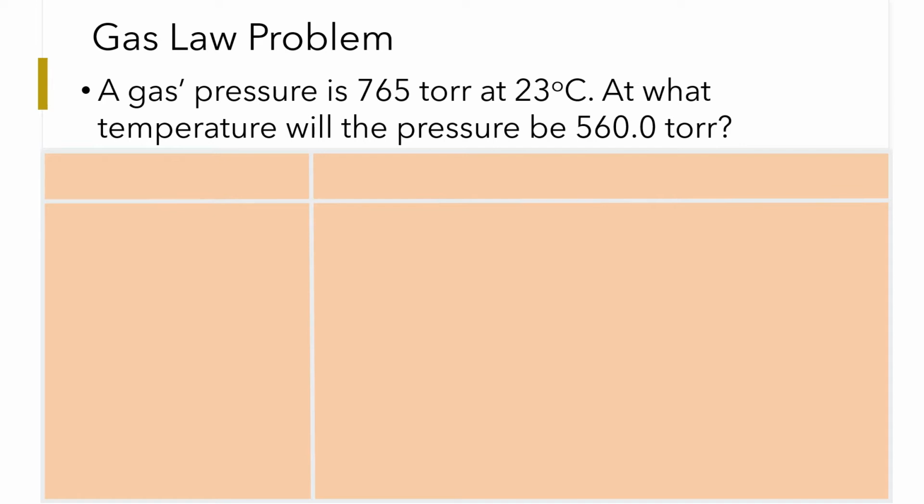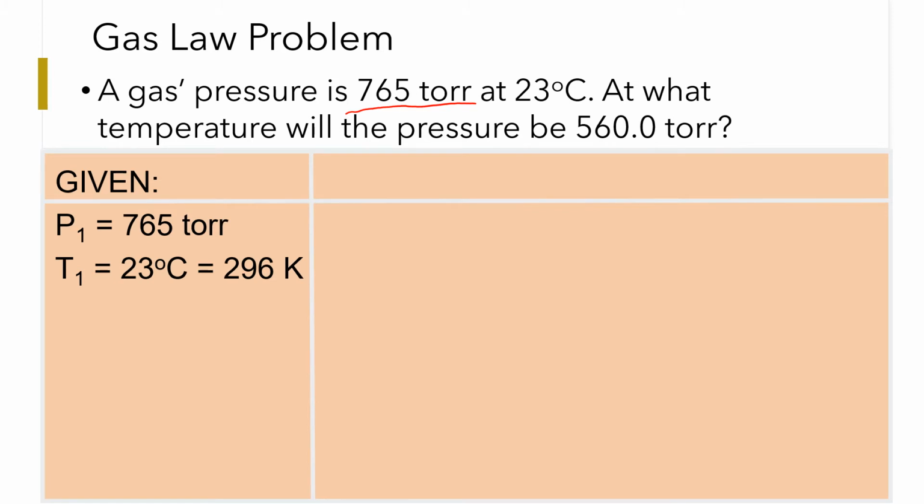If we look at a practice problem, a gas pressure is 765 torr at 23 degrees Celsius. At what temperature will the pressure be 560 torr? I always list my givens first, again in the order of the formula. P then T, so P1 is 765 torr. T1 is 23 degrees Celsius plus the 273 to get me 296 Kelvin. The second pressure is 560 torr, and I'm looking for the final temperature, T2.